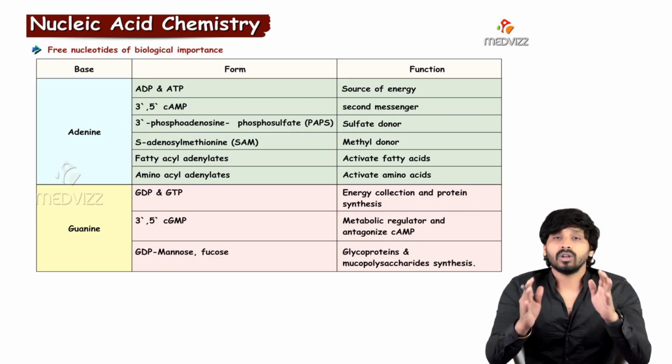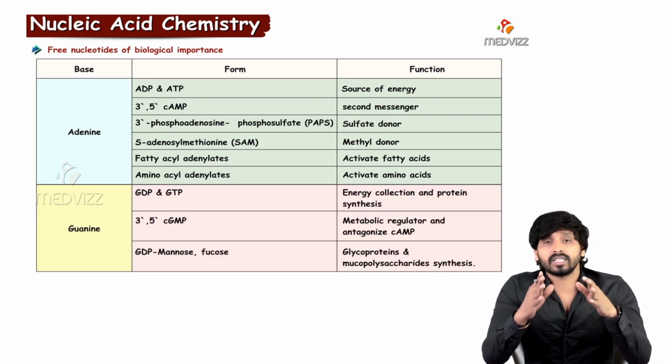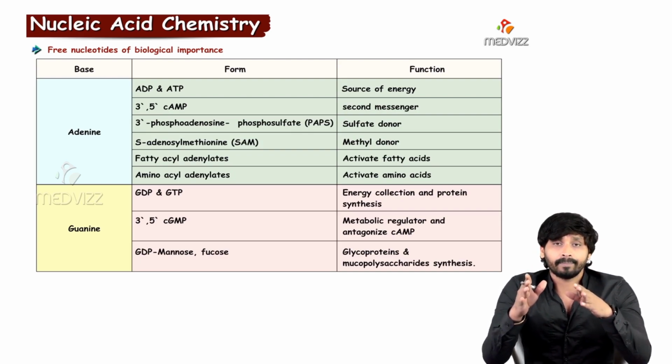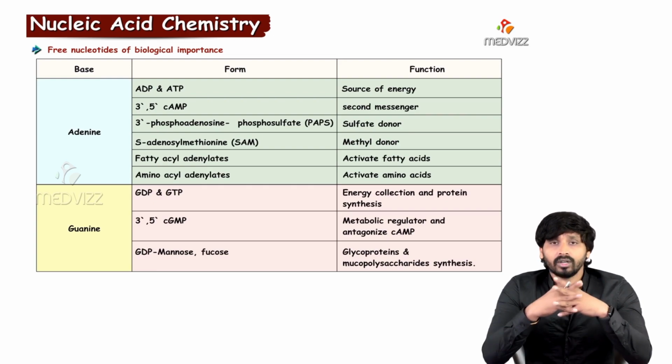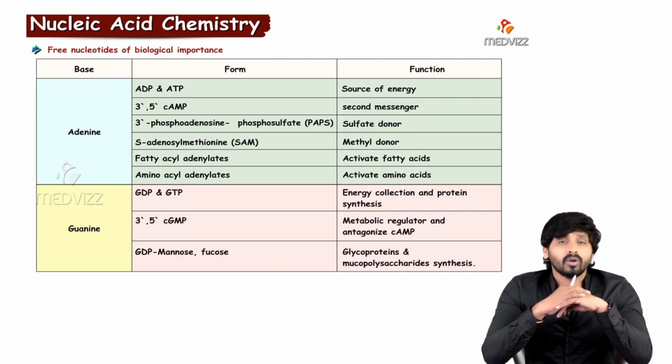For methyl donor in the body, from methionine, SAM is there, S-adenosyl methionine. And the sulfate donor in our body is PAPS, phosphoadenosine phosphosulfate, and the methyl donor is SAM. And fatty acyl adenylate functions in the activation of fatty acids. And one more, amino acyl adenylates, which are also involved in the activation of amino acids.